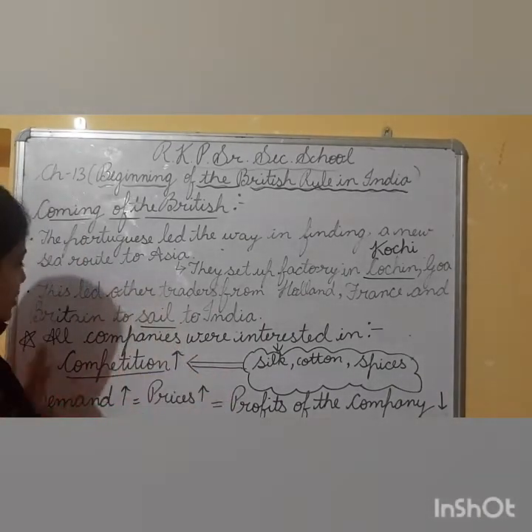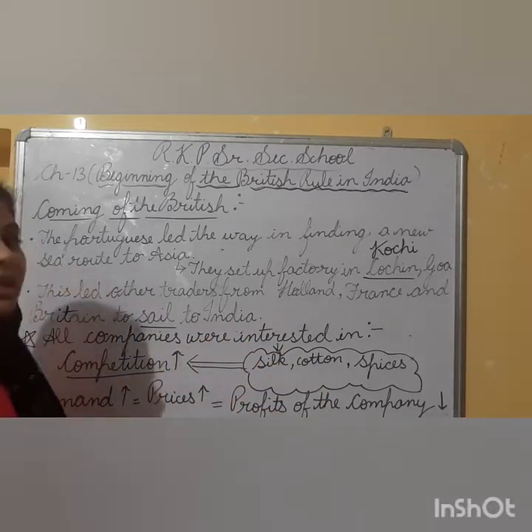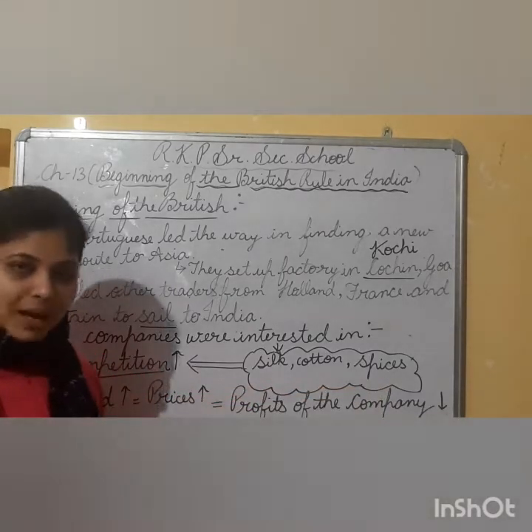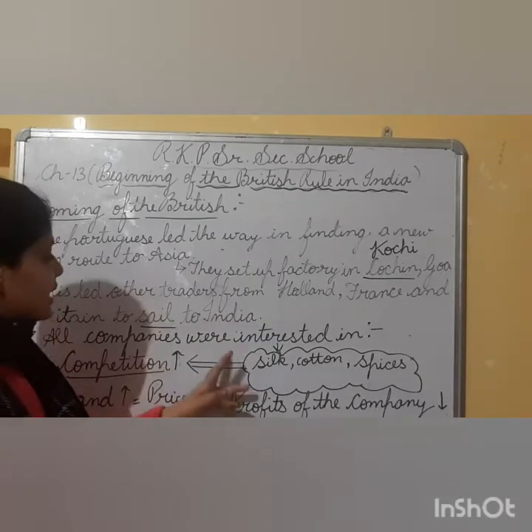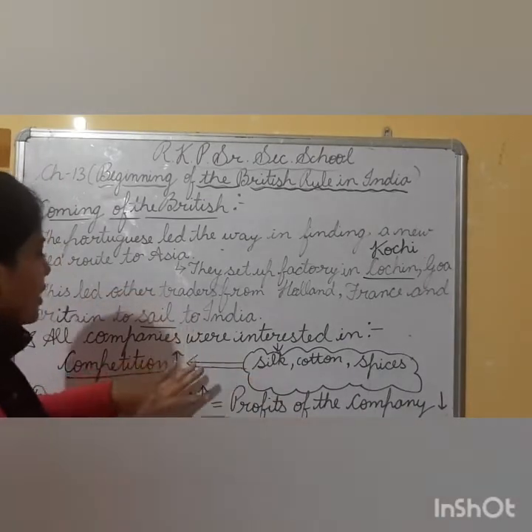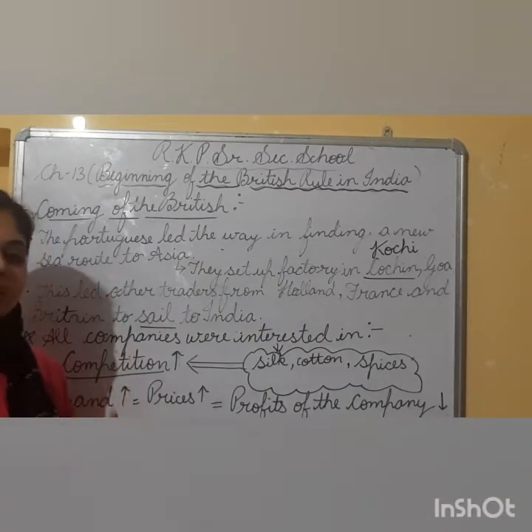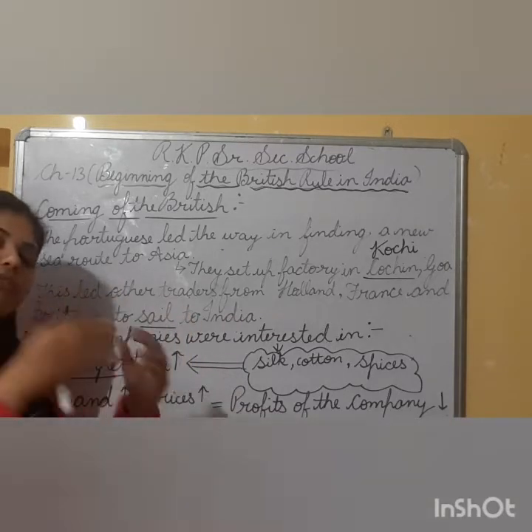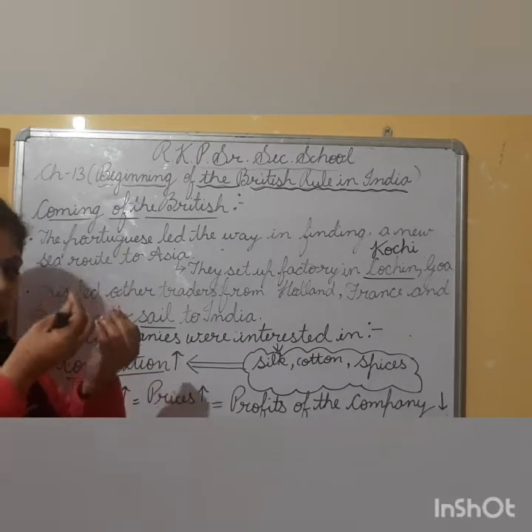Now here I have written that all companies were interested in India's resources. As I told you, India was very famous for its resources, like silk, cotton and various kinds of spices like cinnamon, cardamom, pepper, cloves, etc. That's why at first only the Portuguese had established their factory in Cochin and Goa. At that time there was very little competition. But when the others saw the Portuguese making a lot of profit, they also set up their businesses in India, and the competition increased.